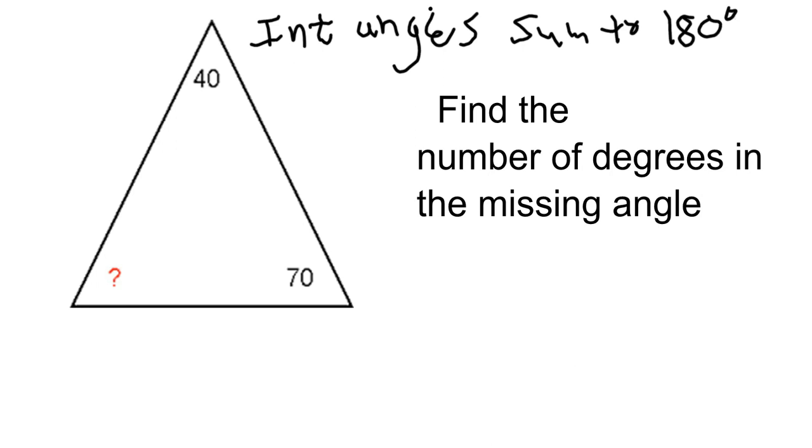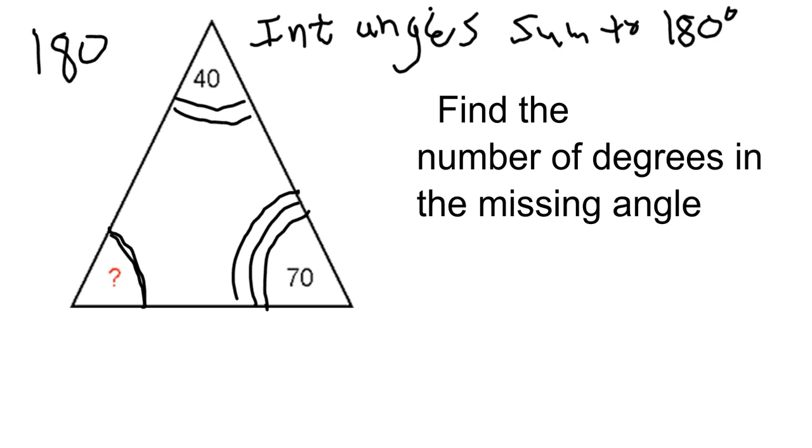And so if we know that fact, a question like the one that's on the screen right now gets a little bit easier. We're asked to find the number of degrees down here. Well, we already have 40 right there, and we have 70 right here, and we know that whatever number is down here with the question mark, they're going to have to add up to 180. So the process is simple. We just take 180 minus 40 minus 70, and we see what we get.